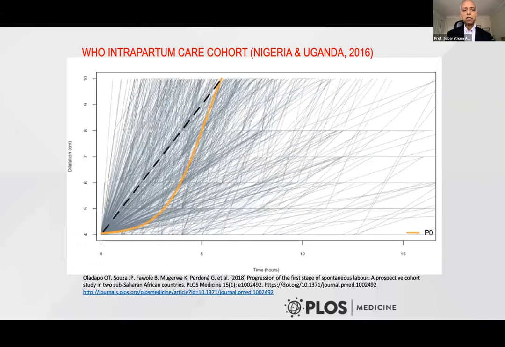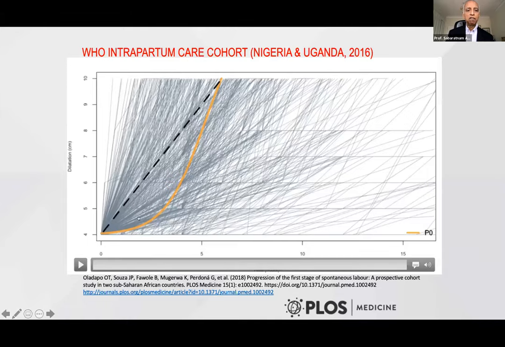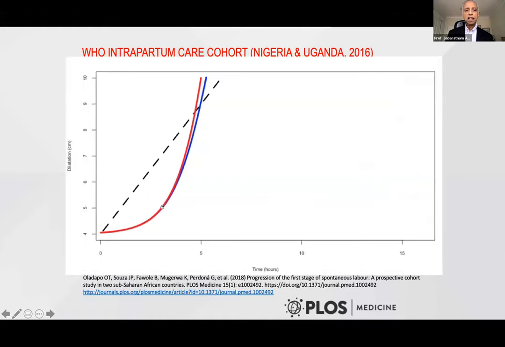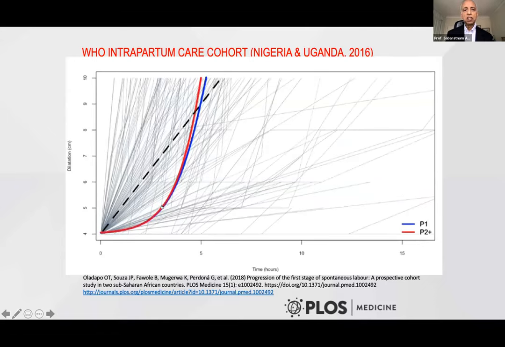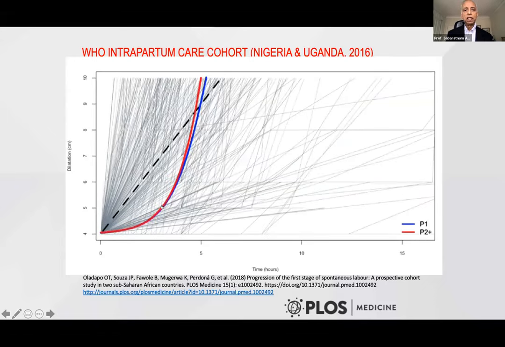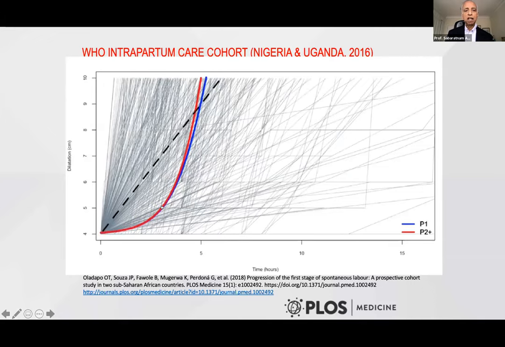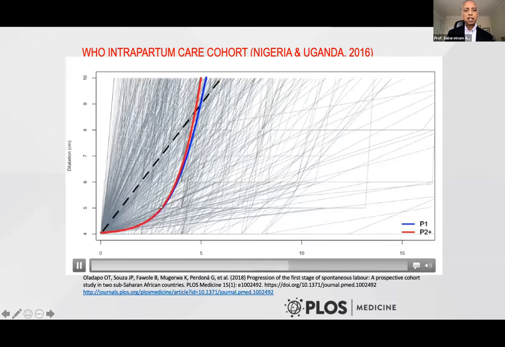The yellow line represents how they dilated. And as you could see, the steep line starts appearing only at 5 centimeters. There's a steep line. And so if you want to draw a line, instead of starting at 4, we should start the line at 5. Now, if you really take after the first baby, the second baby and the third baby or more are the blue and the red lines. There again, if you look at the dilatation, it is very acutely turning up at 5 centimeters.